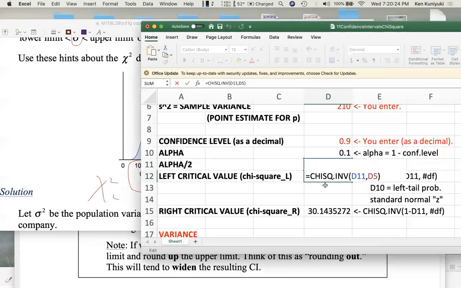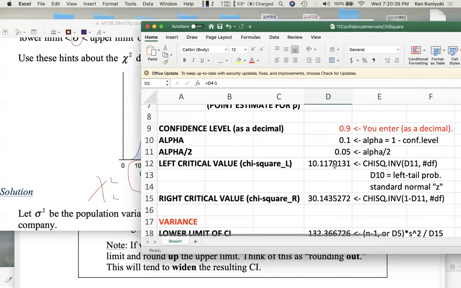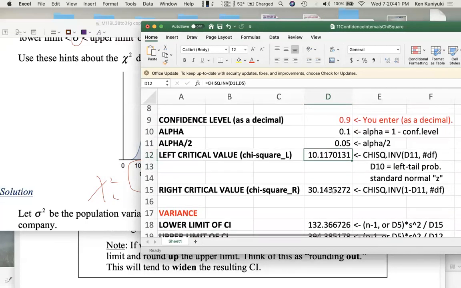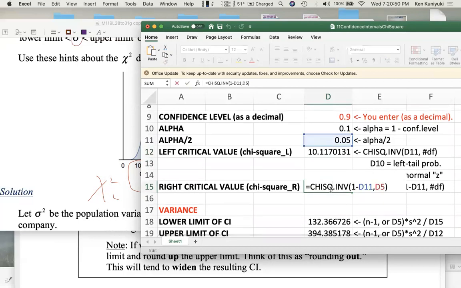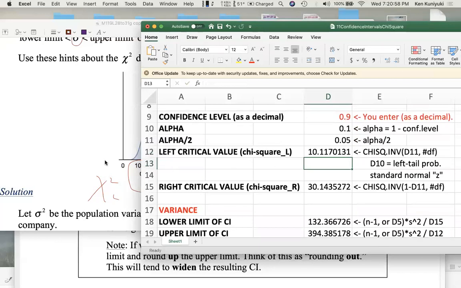Okay, so I'm using the CHISQ.INV to get percentiles of a chi-square distribution. Here's the left tail probability, and here's the number of degrees of freedom. I refer to D5 up here. So here's the left critical value. Here's the right critical value. Notice they're both positive, right? Both these critical values will be positive. It's not plus or minus. Again, the probability here is the complement of the probability here, 95% versus 5%.